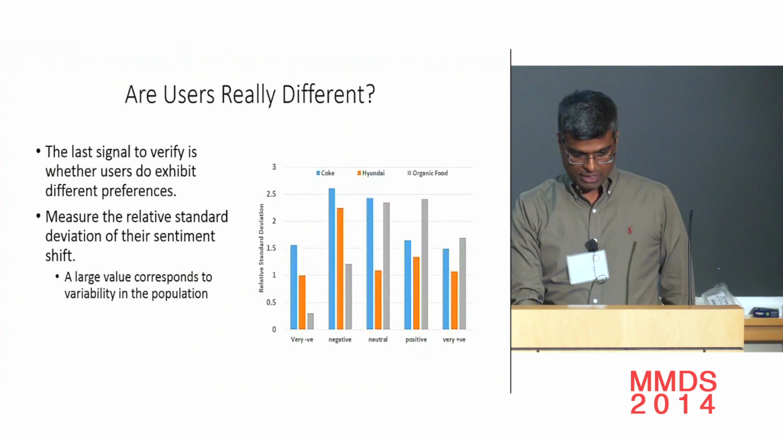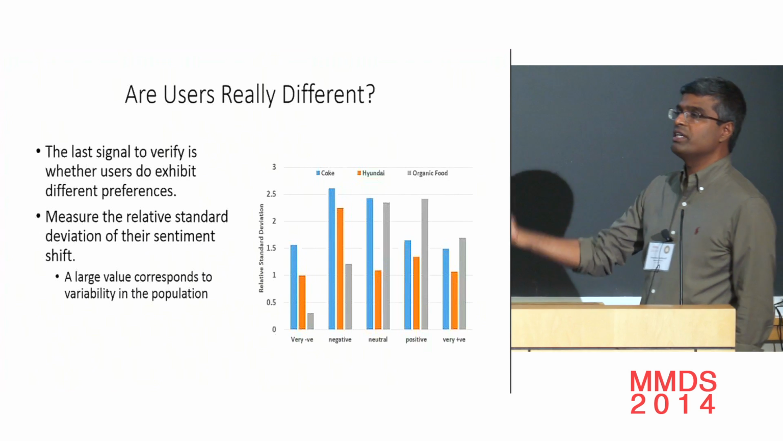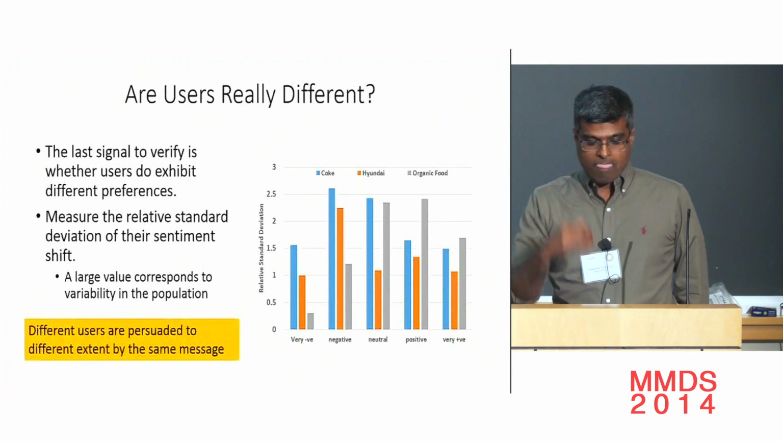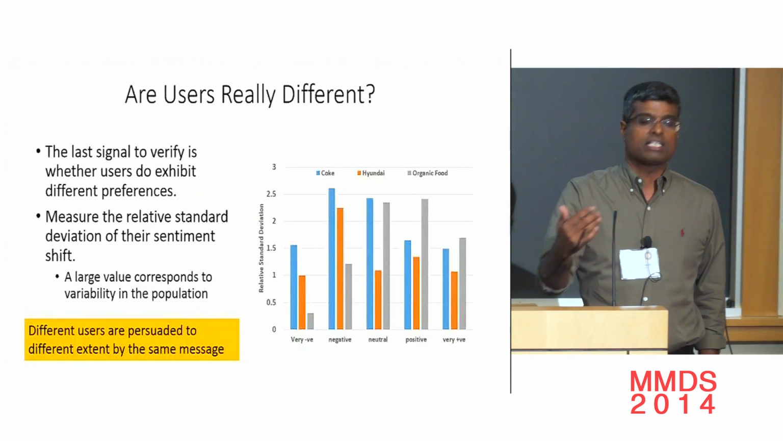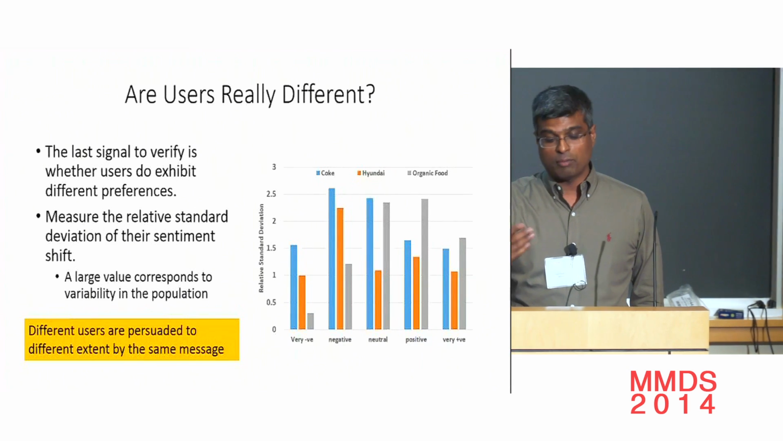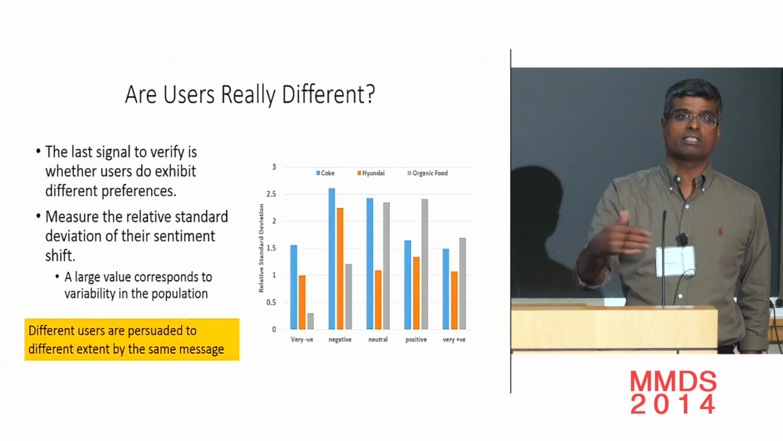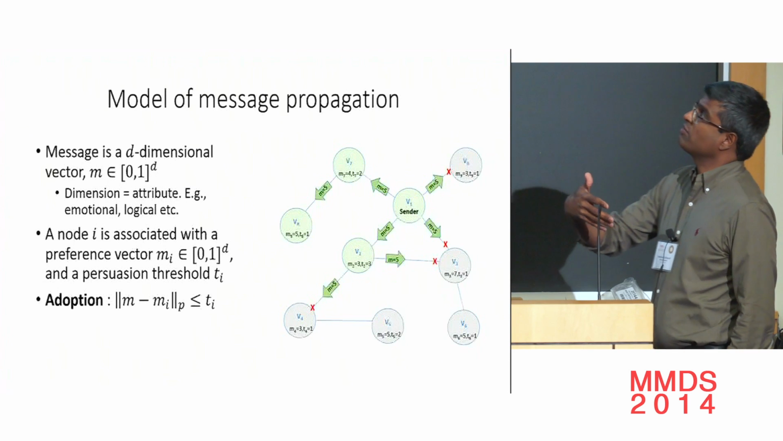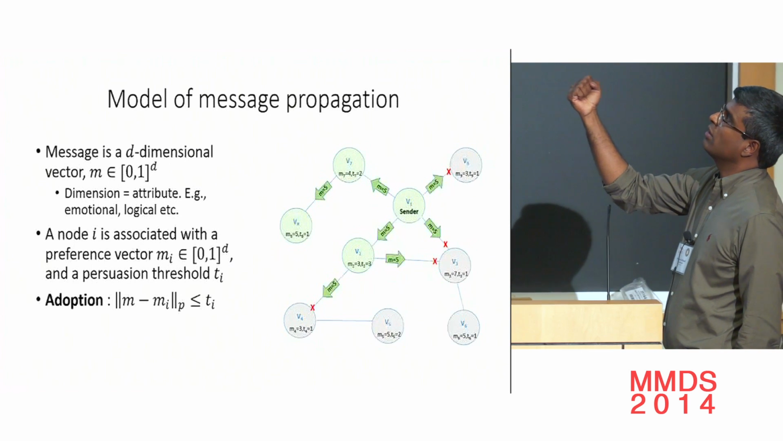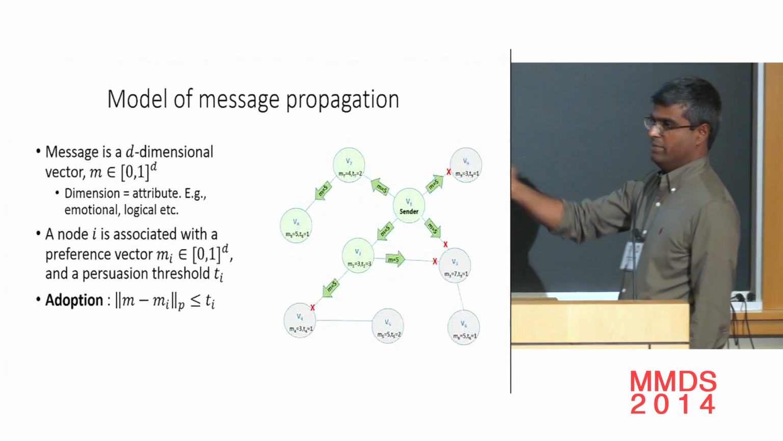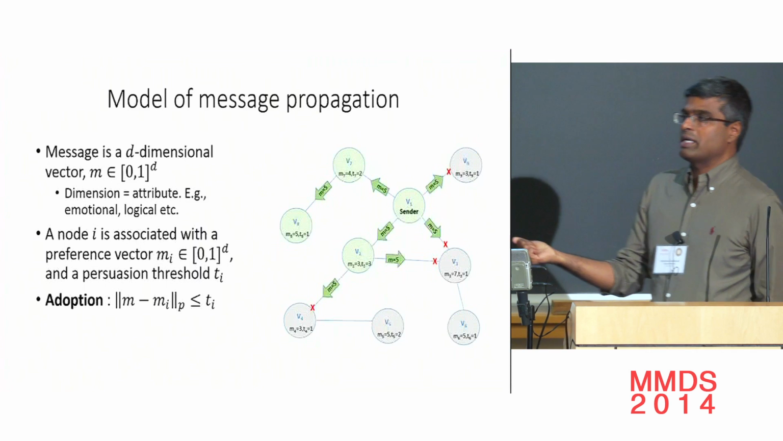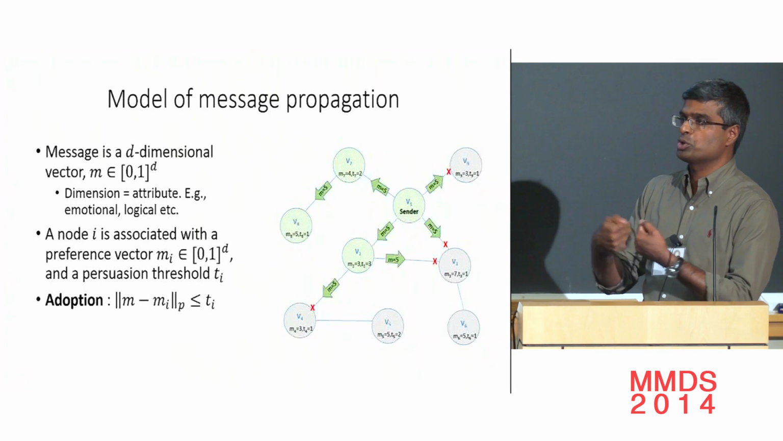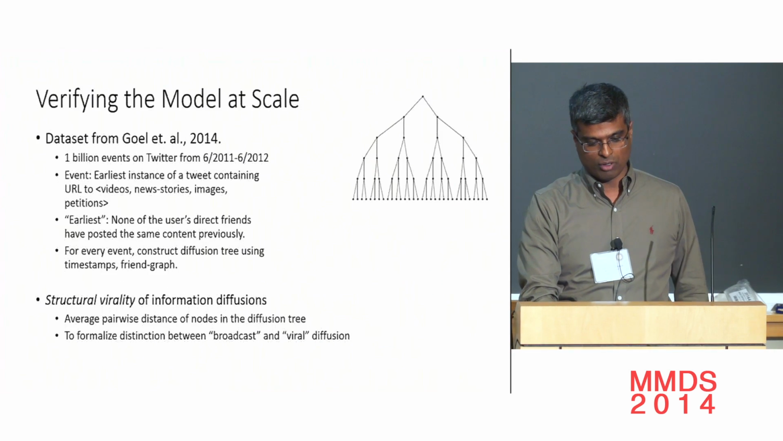And finally, I'll skip this part, but this basically shows that the users are actually different. It's not like everybody has the same preference vector, and they tend to be persuaded to a different extent based on the message. Based on the user. Even though it's the same message, different users get persuaded to a different extent. And here is a simple model. Using these 3 observations from the experiment, a sender picks a message, let's call it a d-dimensional d-bit vector, and a node has a preference vector, right? And the node adopts the message if the preference vector and the sender's message vector are close to each other, okay? It's a very simple model, right?